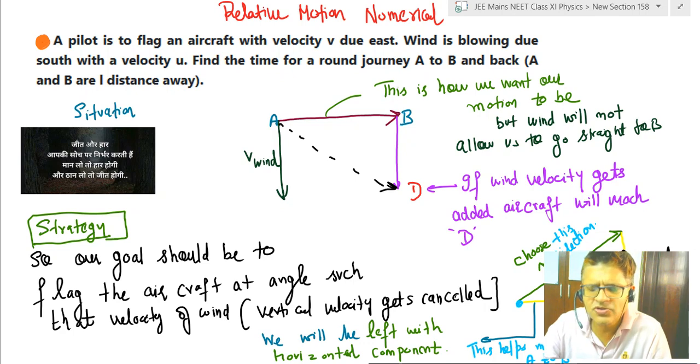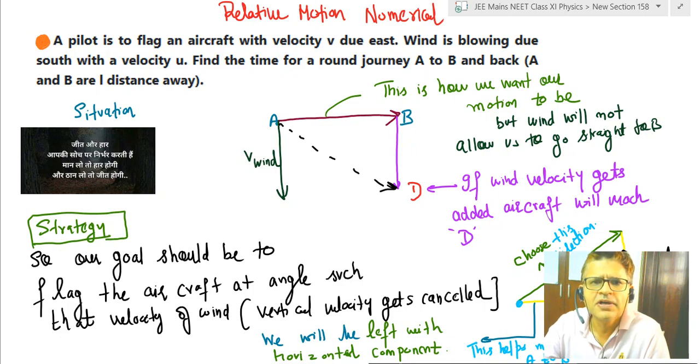So the way to solve these numericals is to think about the part of the velocity which is creating a problem for you. Now if you look into this numerical very carefully, what is creating trouble for you is the wind velocity. So what we do as a strategy is we start flying the plane in a direction so that one of the components of the plane velocity is in the opposite direction to the wind velocity, right? So the wind velocity and the plane velocity will cancel out and only the horizontal component of the plane velocity will be left.